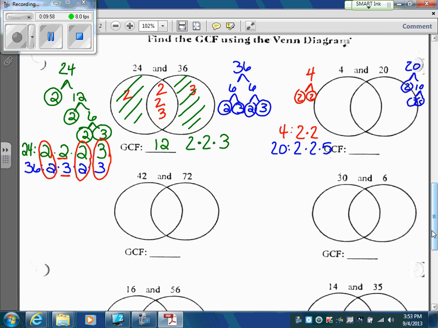We're going to find the ones that are the same. So we've got a pair of 2's, that goes in the middle. A pair of 2's, that goes in the middle. 4 has nothing left over, but 5 does. We're going to put it over on the side. For GCF, we are only going to worry about the middle, not either one of these. What I see in the middle is 2 and 2. We're going to multiply them. 2 times 2 is 4. So the greatest common factor would be 4.